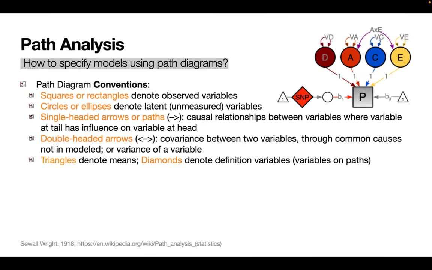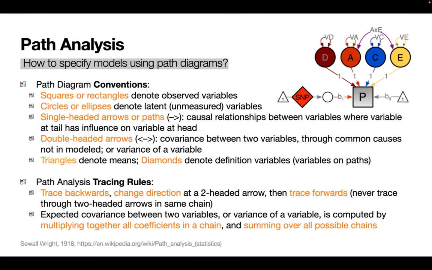We can also use double-headed arrows to represent the covariance between two variables through common causes that are not modeled. It is also used to represent the variance of a variable. You may not be as familiar with either the triangle, which denotes means, or the diamond, which denotes definition variables. More on those later.